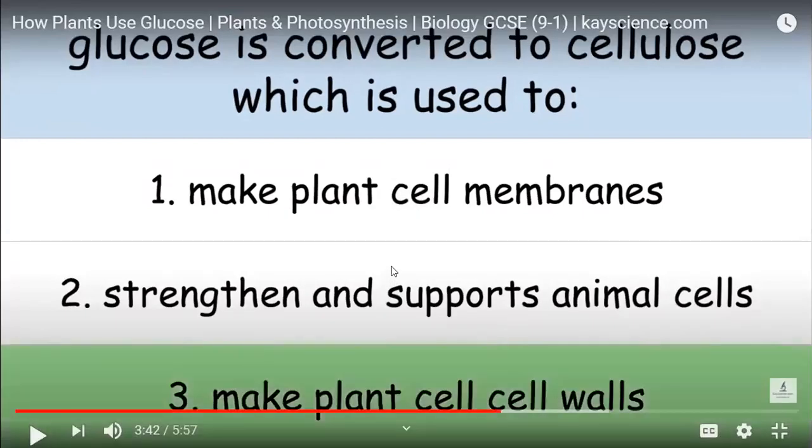Option 3. I would accept even option 2, that it is strengthening and supporting. Oh, sorry, animal cells. No, that's wrong. Option 3 is correct. I couldn't read the complete screen because I have two or three more administrative windows open. So it doesn't strengthen and support animal cells. Remember, cellulose is only in the plant cells. So option 3 is correct, that it is going to make the cell walls.